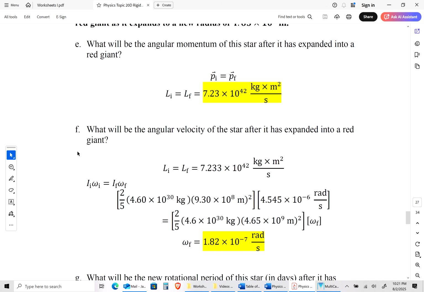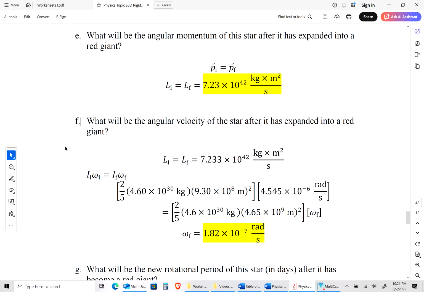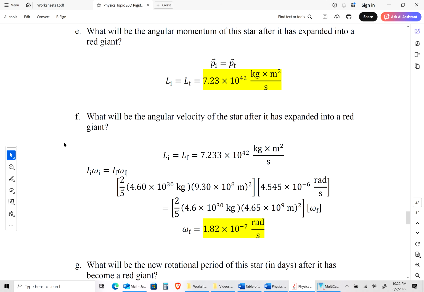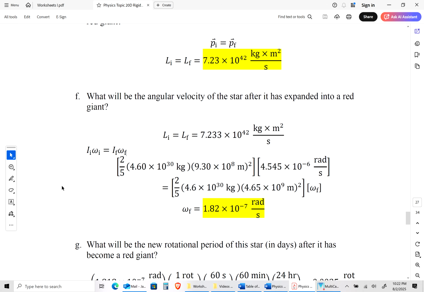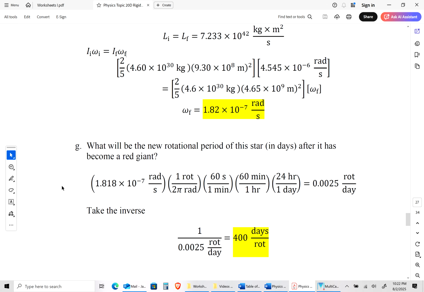Part F. What would be the angular velocity of the star after it has expanded into a red giant? So let's use this equation. L initial equals L final. I initial omega initial equals I final omega final. And let's just solve for omega final. Part G. What will be the new rotational period of the star in days after it has become a red giant?